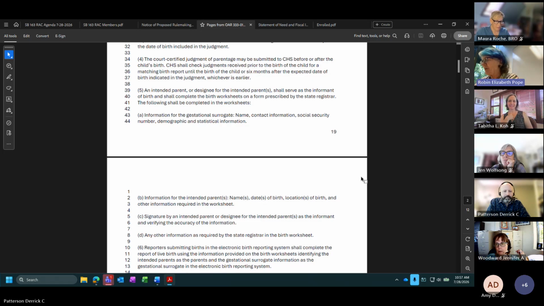Okay. And then my other question is a more general question about both B and D, the term other information required in the worksheet, and then any other information required by the state registrar. So that just kind of leaves everything wide open to almost anything. And I'm a little uncomfortable with that, but there you go.